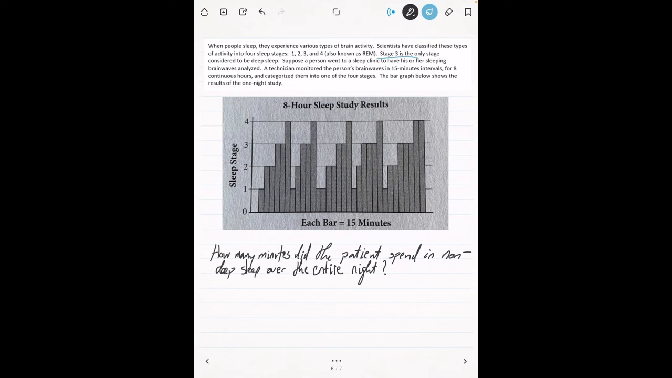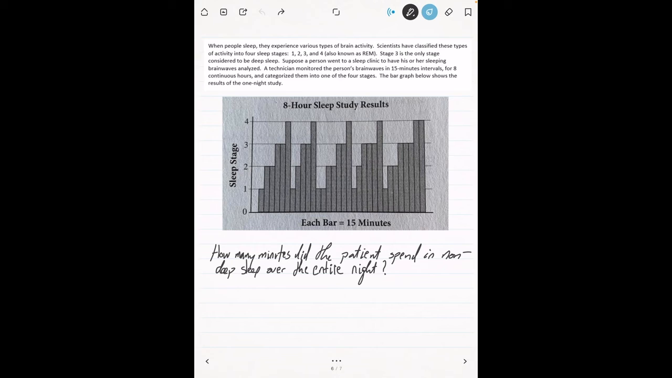Now, stage 3 is the only stage considered to be deep sleep. Okay, so stage 3 is when you're in deep sleep. Now, suppose a person went to a sleep clinic to have his or her sleeping brain waves analyzed. That's a real thing. You go into a sleep clinic and you sleep throughout the night and they monitor your brain waves. A technician that monitors the person's brain waves does so in a 15-minute interval.